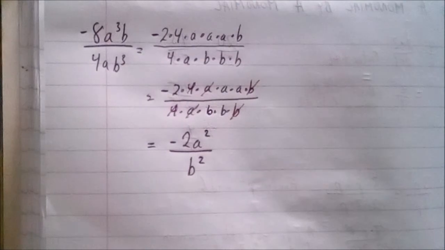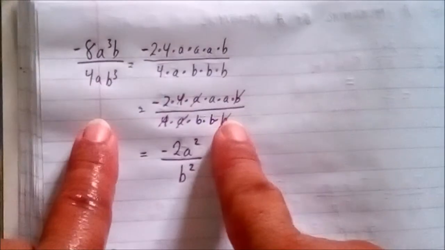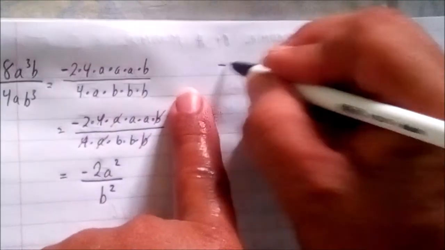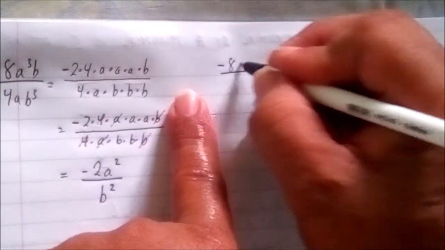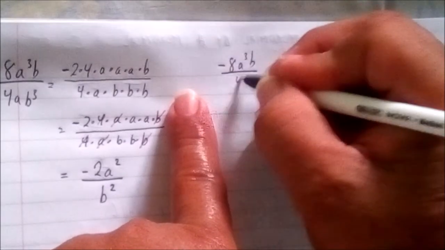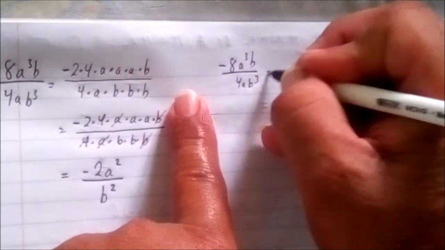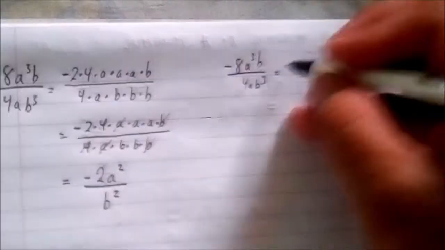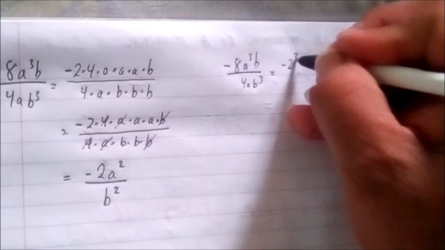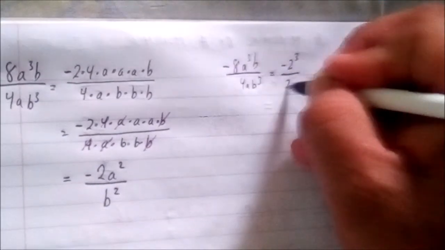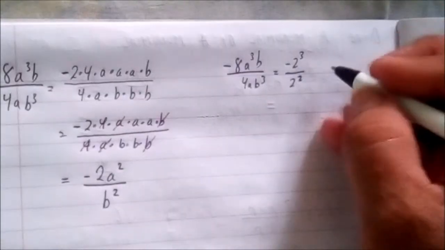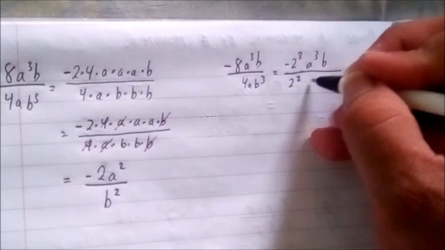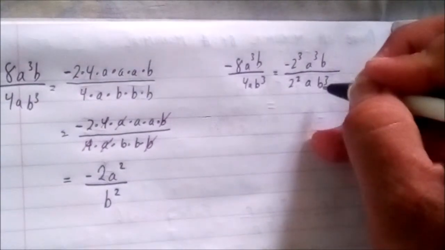Okay, now let's use the rules of exponents. Now this is by simplification. We'll use the rules of exponents on this side. So we have here negative 8a cubed b over 4ab cubed, giving us, well, the 8 could be written as negative 2 to the third over, and 4 is 2 to the second. Okay, the a still remains as a cubed and b remains as b cubed.